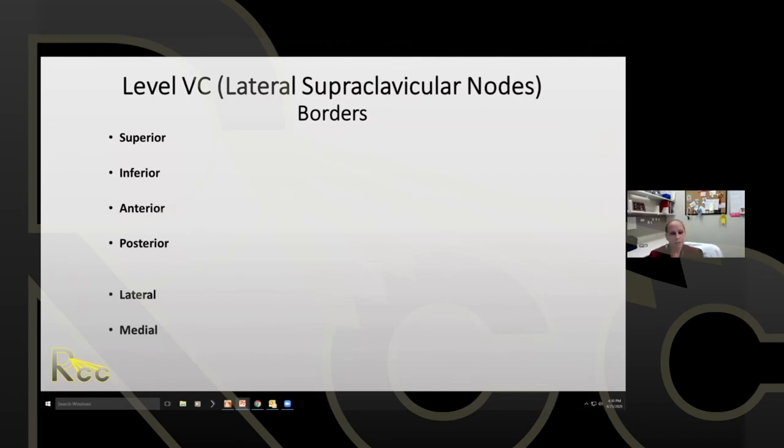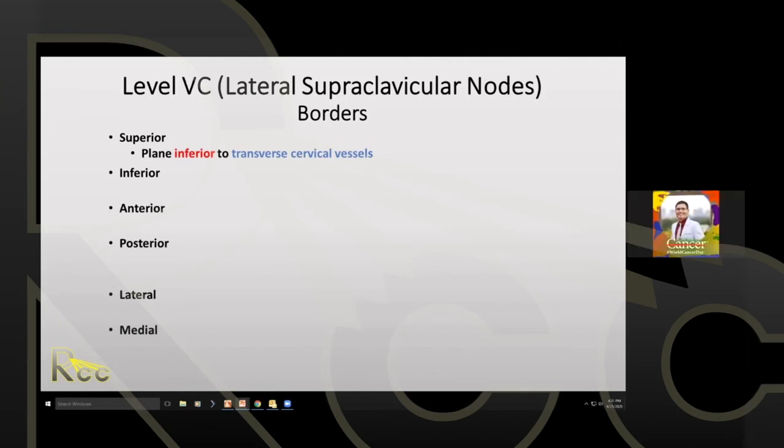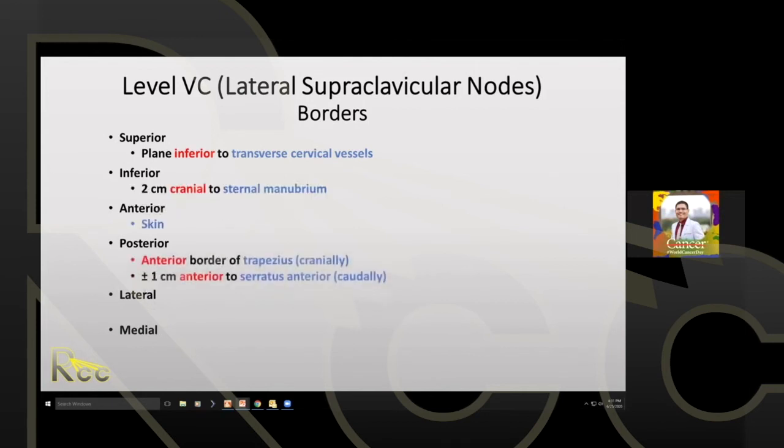With the recent atlas, we've now added level 5C to levels 5A and 5B. Can anyone tell me what the superior border is? Isn't it the inferior border of level... Cervical vessels, very good. Or another way of articulating that, just like you said, just inferior to level 5B. What about the inferior border? I think it's the inferior border of level 4A, so it's 2 cm cranial to the sternum manubrium. Very good.